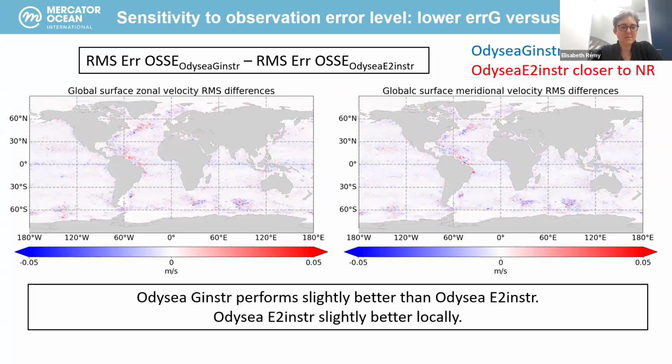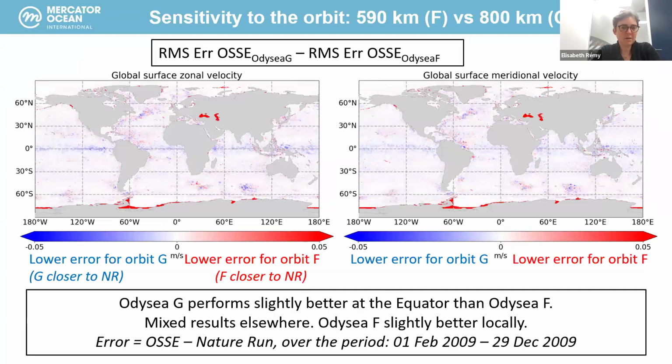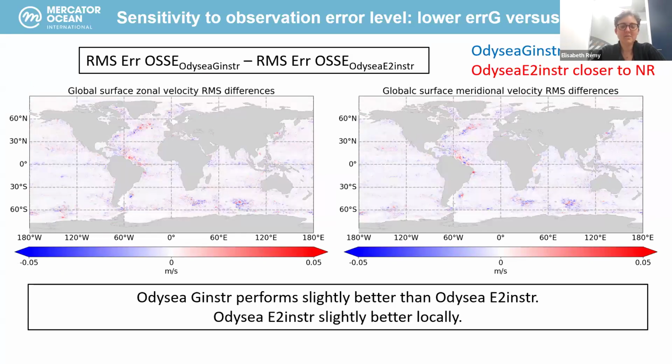So here it's the same kind of diagnostic, but between when different error levels are used. And so I should mention, for the orbit, we can see that differences are found at slightly higher level at the equator. So we should go further to understand why. And here it's more completely uniform differences, and that could be improvement or degradation, but slight, when we change the errors.